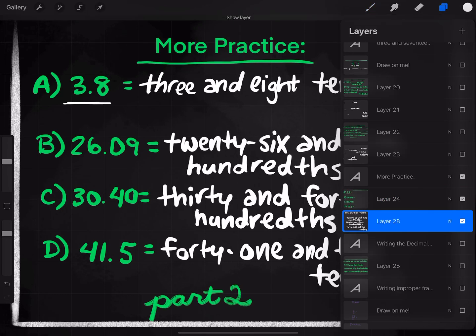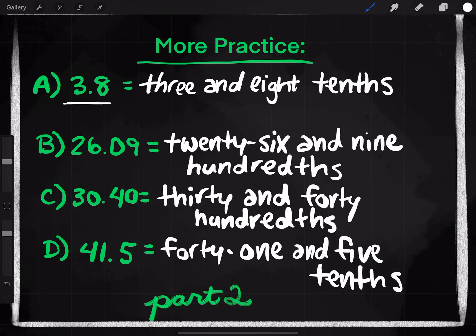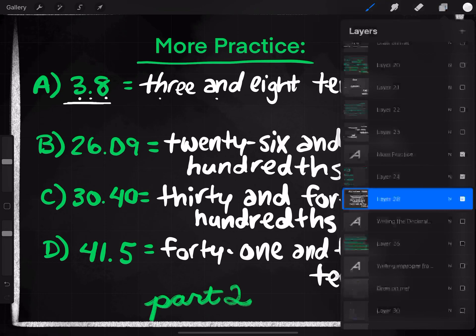Hopefully you tried this. So for part A, we get 3 and 8 tenths. And then 26 and 9 hundredths. 30 and 40 hundredths. 41 and 5 tenths. That's how we would say those decimals kind of officially.